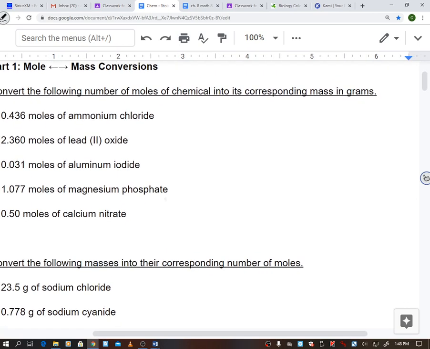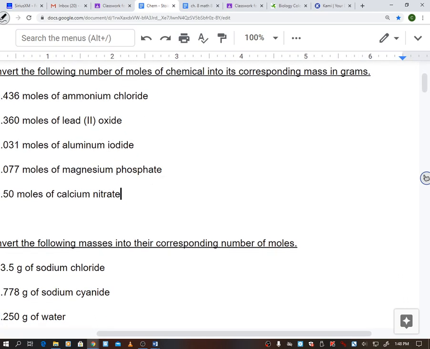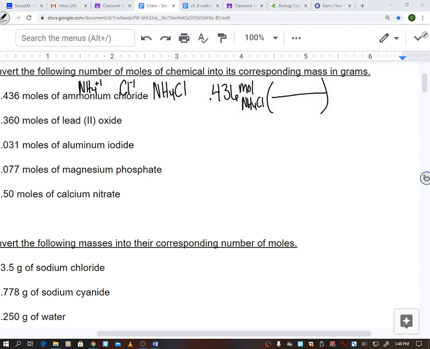Now you are going to have to know ammonium chloride, and I'll walk you guys through that. So ammonium is NH4, and it is a +1. Chlorine is a -1, so it's just NH4Cl is what this is. NH4Cl is ammonium chloride. So if I have 0.436 moles of NH4Cl, and I want to know how much that weighs, how many grams, I'm going to put moles on bottom, and I'm going to put grams of this on top.